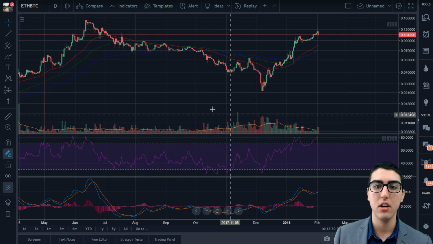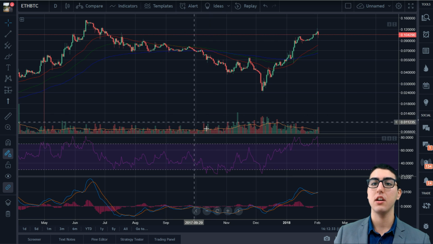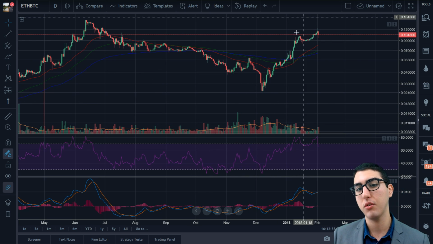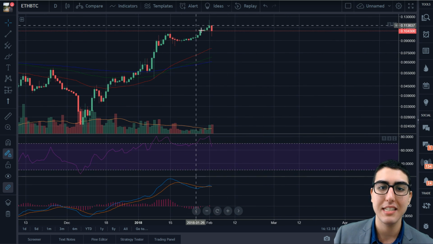Looking at Ethereum here, you can see it's a little bit of a different type of chart. You can see we saw some upside over that correction where Bitcoin saw a huge correction. We didn't see as much downside here.